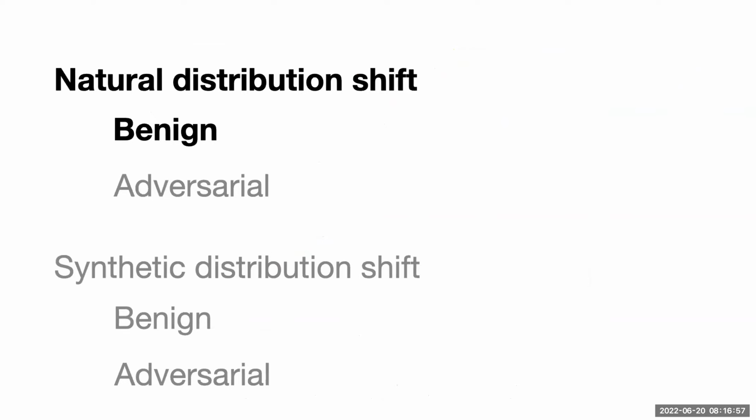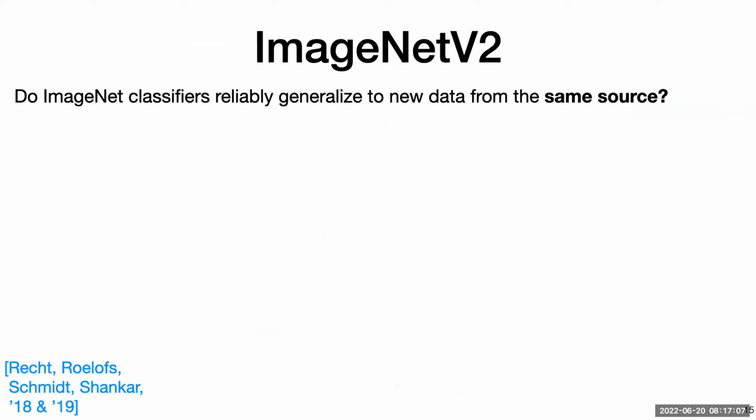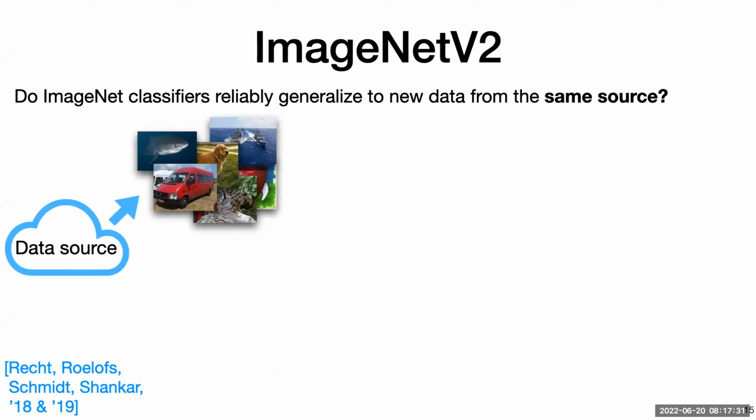The first part is going to be natural distribution shifts, and we'll start out with the benign natural distribution shift. To make this very concrete, we'll get started with the ImageNet V2 distribution shift. Maybe some of you have seen this before. This is a paper I did back during my postdoc at Berkeley. Here we asked the question, how reliably do current ImageNet classifiers generalize to new data from the same source? We wanted to recreate the original ImageNet creation process as closely as possible, so we got data from the same source and followed the same data cleaning process.